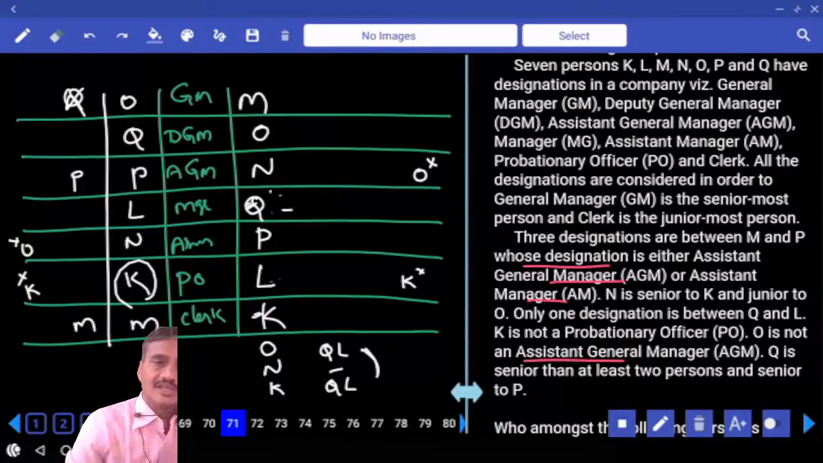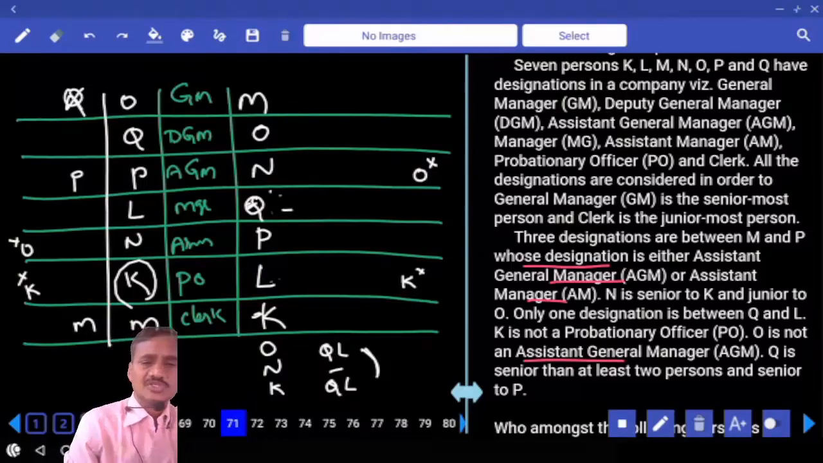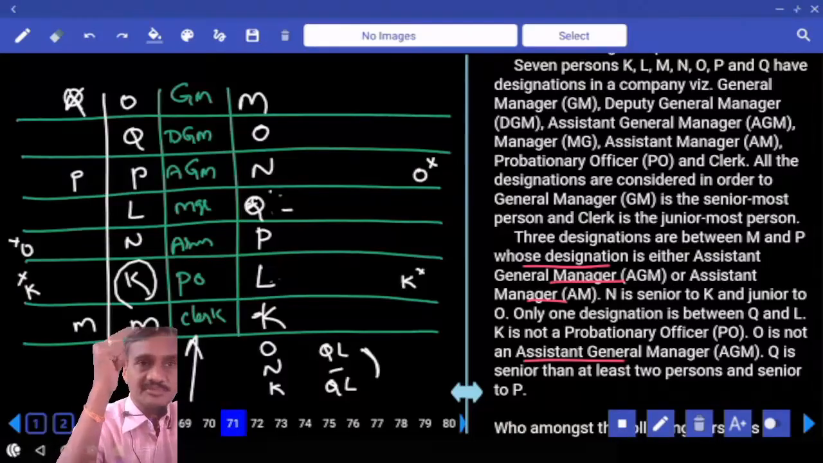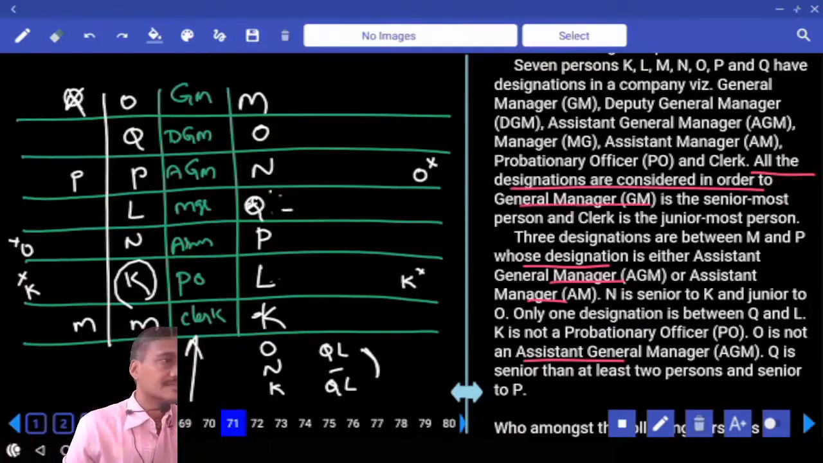And who is the person? L is here. Now whenever these designations are given, it becomes very easy, because the order gets fixed. When the order is fixed, the question becomes easy. Whether it is in the prelims or in the mains, clerk or PO, as soon as the first designation is given, you need to identify whether the order is given or not.